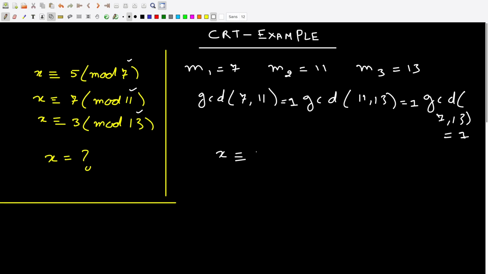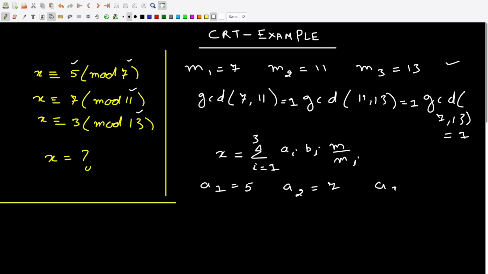Now what will be the value of x here? Well, the value of x will be given by the sum for i equals 1 to r, and r here is 3 since the number of equations is 3, of ai bi M over mi. Okay, so let us quickly write it down. So m1 here is 7. I've already written down the values of m1, m2 and m3 here. Now what is the value of a1? The ai's are these values. So a1 is 5, a2 is 7 and a3 is 3.